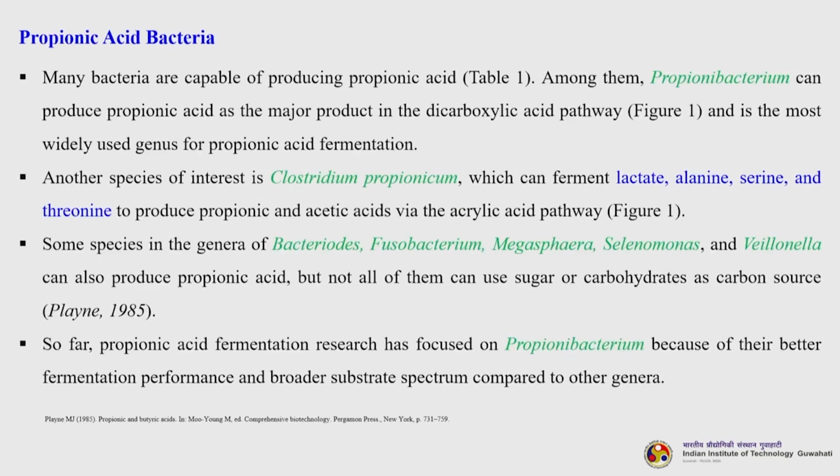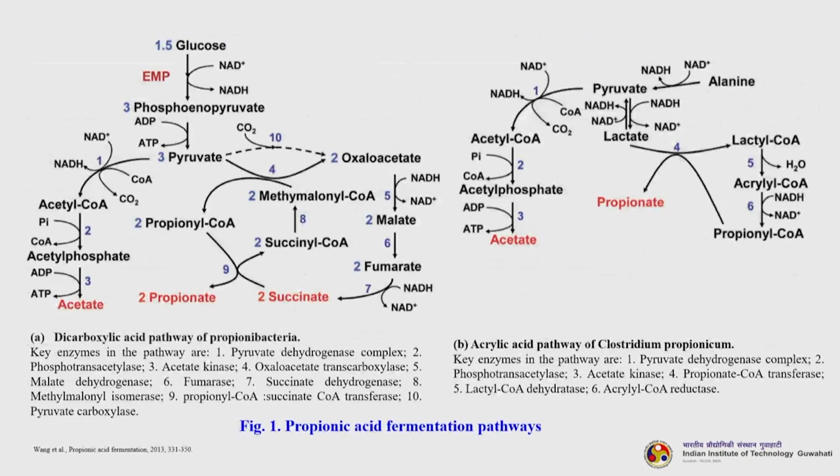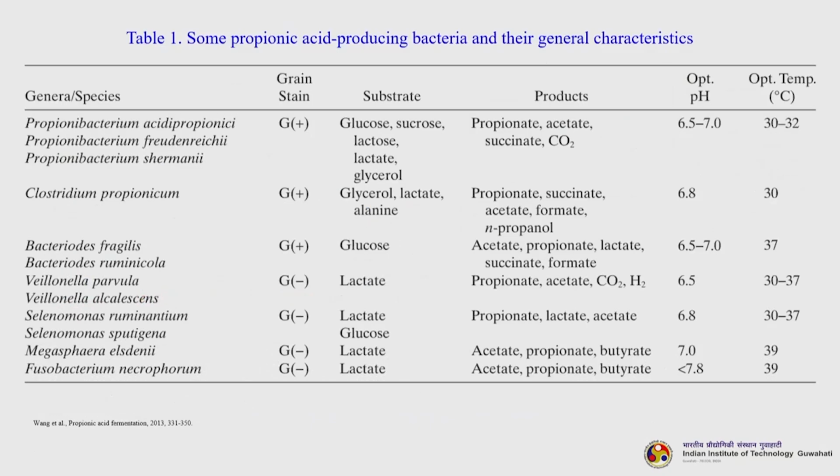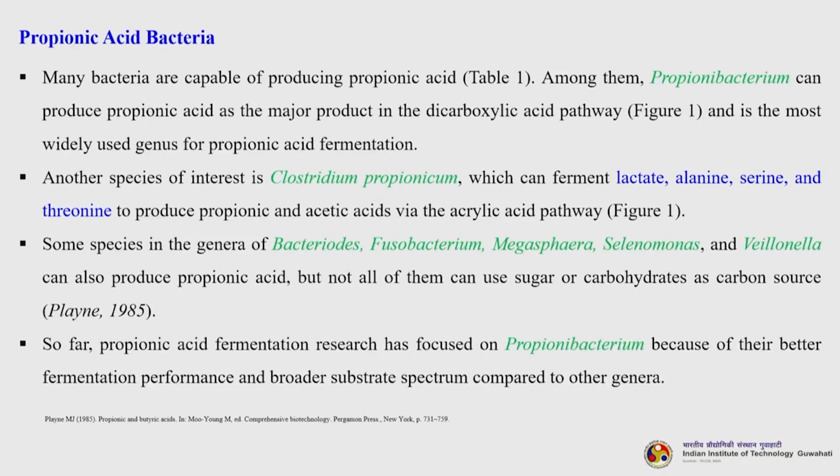Among them, Propionibacterium can produce propionic acid as the major product in the dicarboxylic acid pathway. In Figure 1, I will show you again what this dicarboxylic pathway is, the first one, and then the acrylic acid pathway of the Clostridium species. Anyway, we will come back to it, and Propionibacterium is the most widely used genus for the propionic acid fermentation.